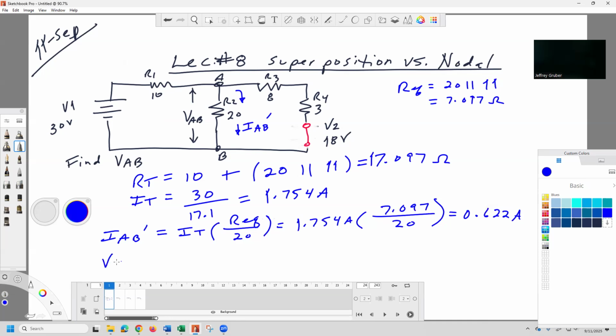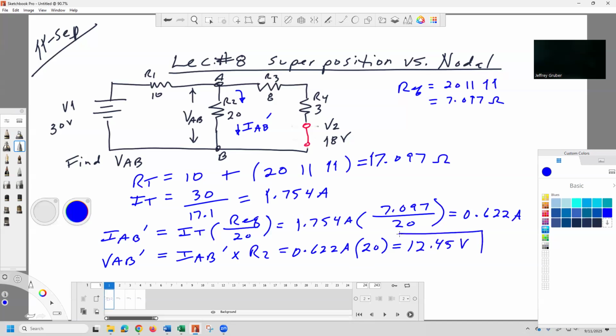And then VAB prime is IAB prime times R2. It's going to be 0.622 amps times 20 ohms. And I got 12.45 volts. So that's half the problem.